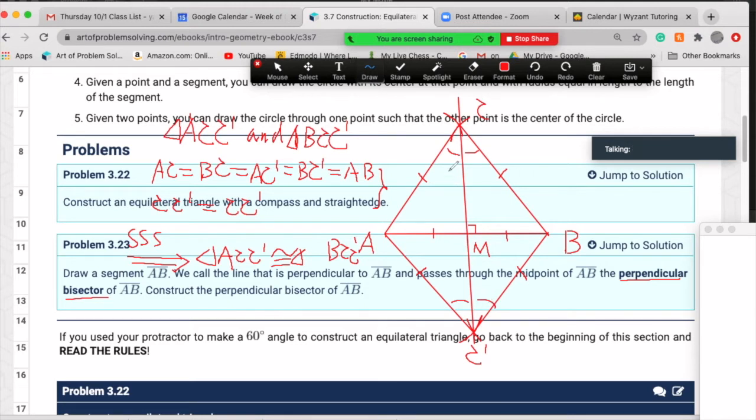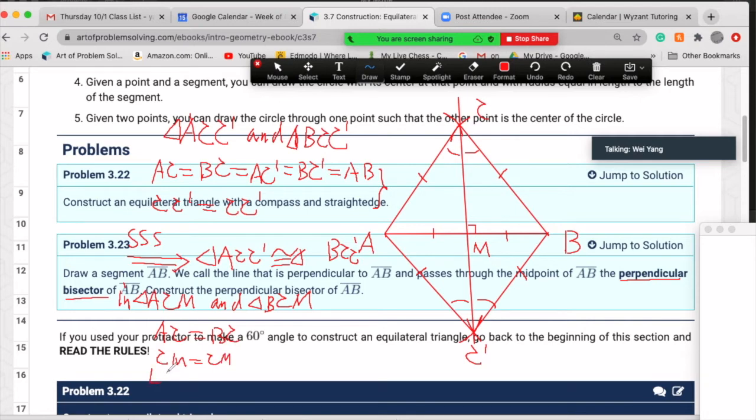Now, let's go here. Prove triangles ACM and BCM are congruent. Now in triangle ACM and BCM, first AC equals BC, because both equal the radius. Then CM is shared.